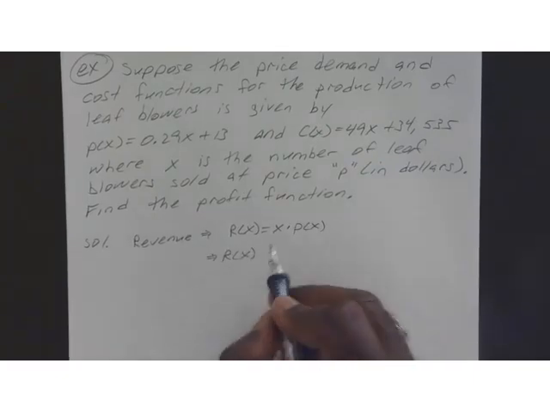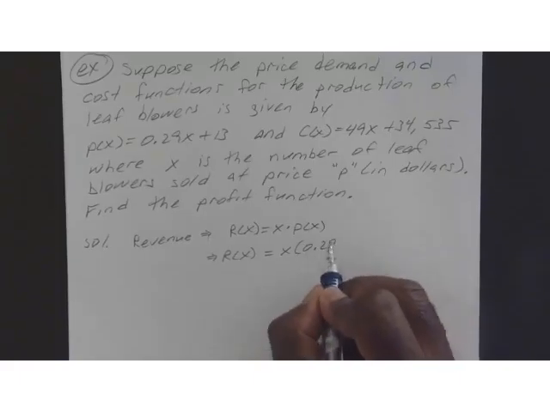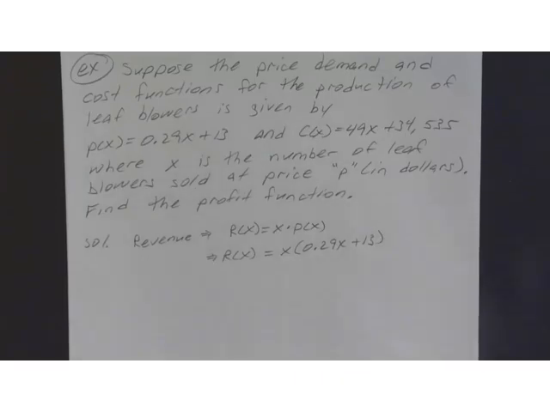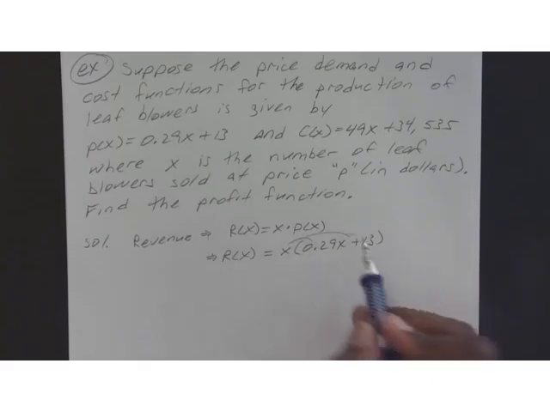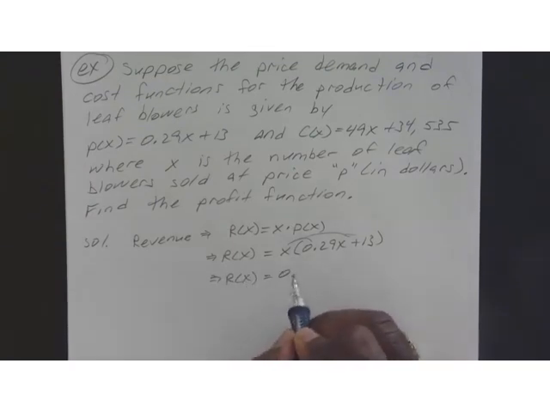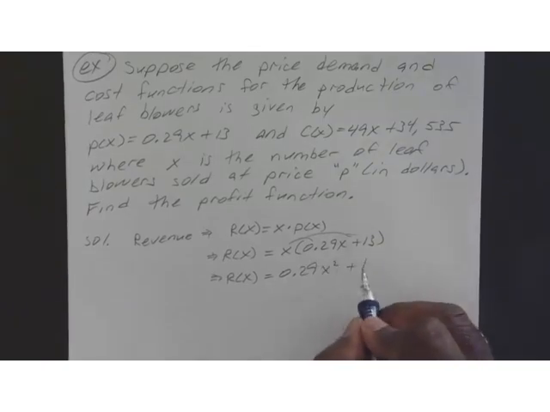That means your revenue function is equal to X times 0.29X plus 13. So if we distribute that X, that just means your revenue function is equal to 0.29X squared plus 13X.